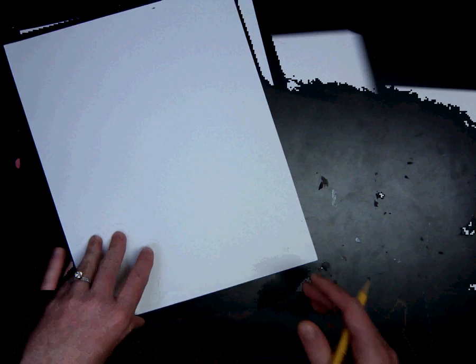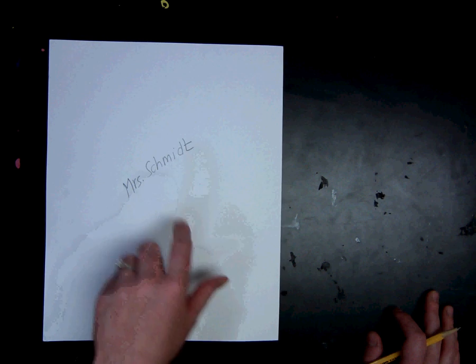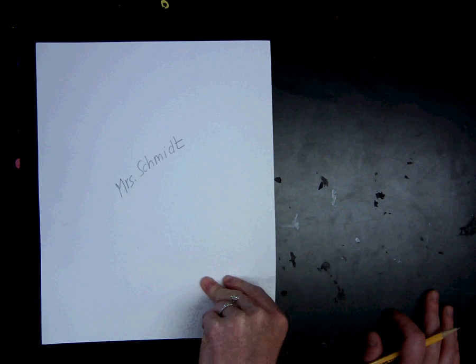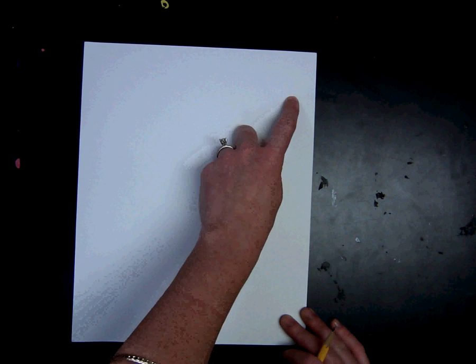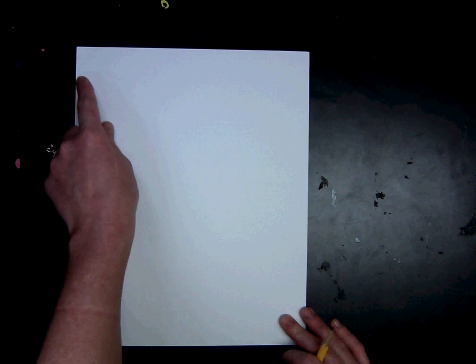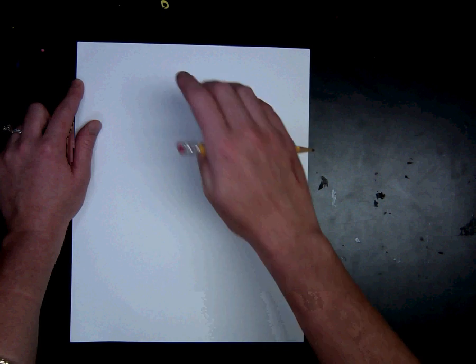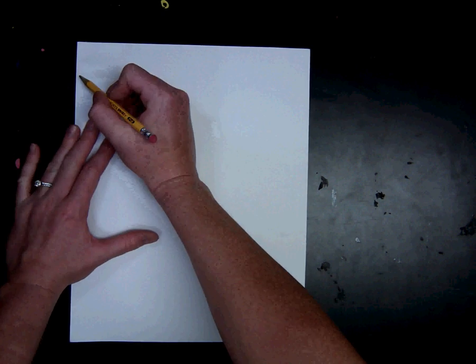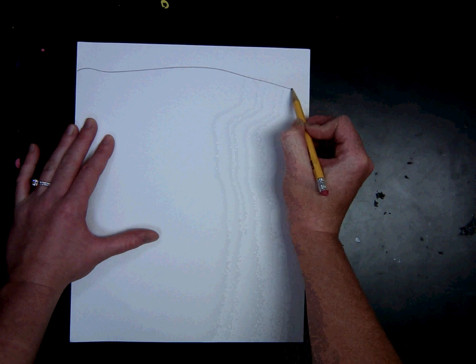So to begin today, on the back, I want you to write your name. Then flip it over, and we're going to have our paper be the portrait way, so the tall way. And at the top, we're going to draw our horizon line, or our ground line. And we do want that to be pretty close to the top because the majority of our artwork is going to be the underground tunnel. So I'm just going to draw a line across the top.